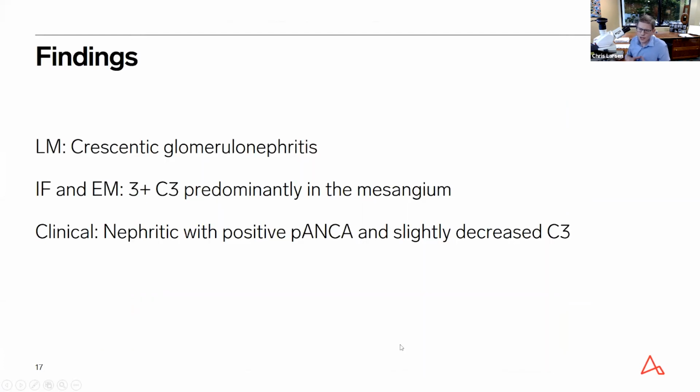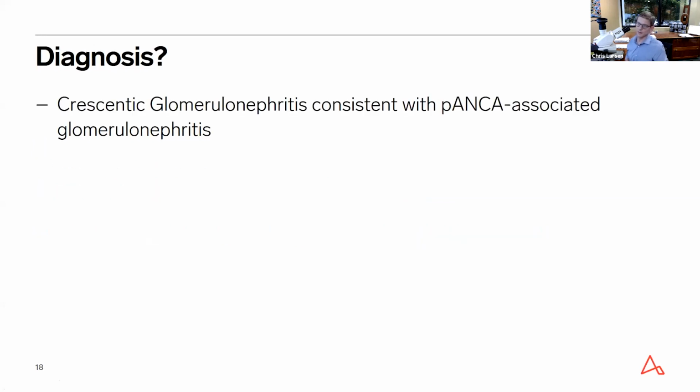So just to summarize what we've seen in this case, we've got a crescentic glomerulonephritis. It's got some C3 staining, but no immunoglobulin. And it's a patient with a positive ANCA. So what should we do here? We do have a positive ANCA. The crescentic pattern fits really well with that. So should we just refer to this as an ANCA-associated glomerulonephritis? That's certainly in the differential diagnosis.